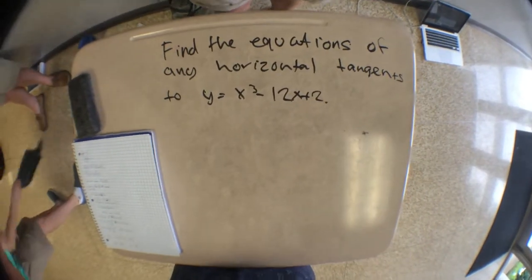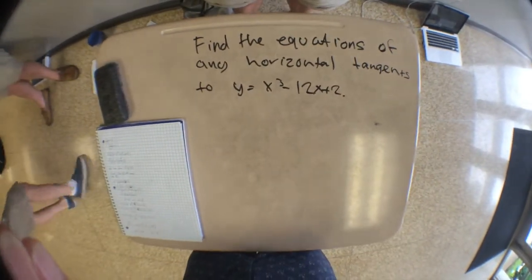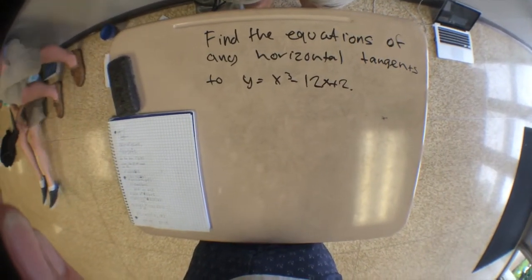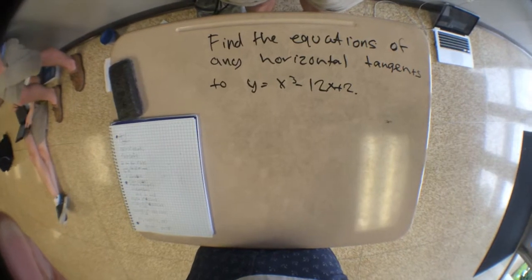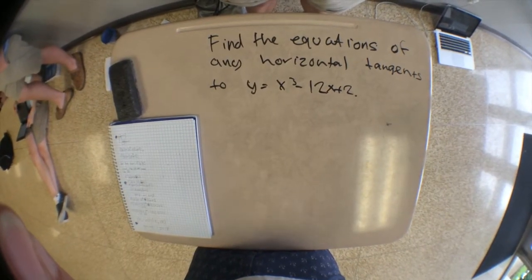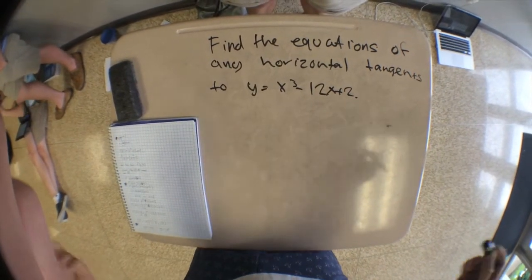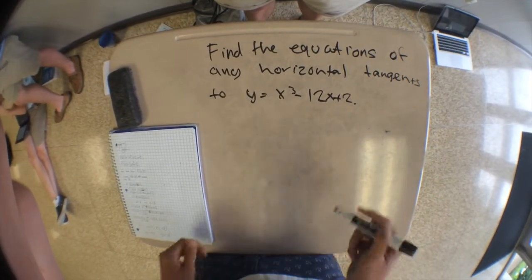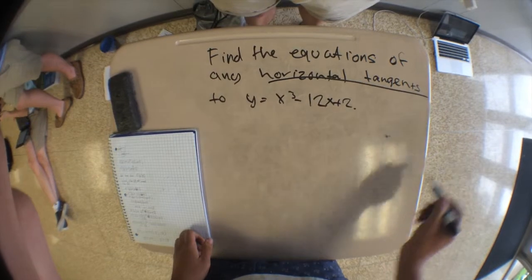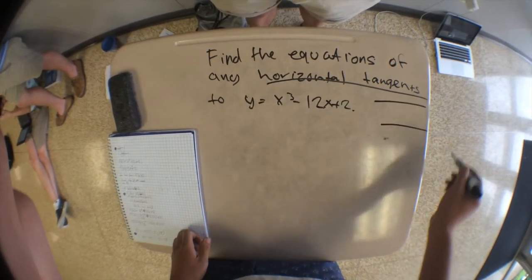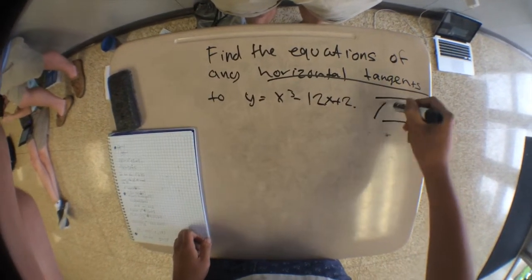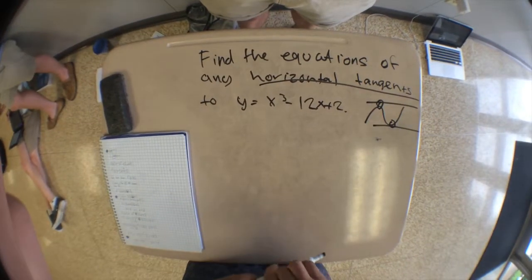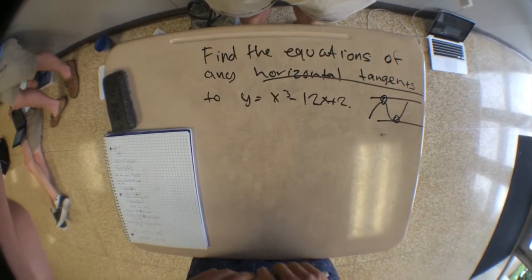It's actually pretty cool. Alright, so for this problem, we're gonna find the equations of any horizontal tangents to y equals x to the third minus 12x plus 2. We don't have to plug anything in because we're not given a certain point. We're just told horizontal tangents. If that's a curve, those are the horizontal tangents because they touch here and here.